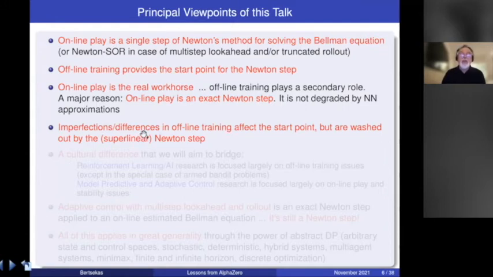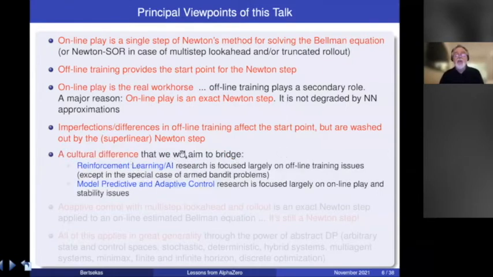However, these differences and the various imperfections of these methods affect only the starting point, but they do not affect at all the Newton step, which is exact, and they're all washed out by the Newton step. The Newton step is a big equalizer. Errors that you may make in offline training are washed out by the Newton step.